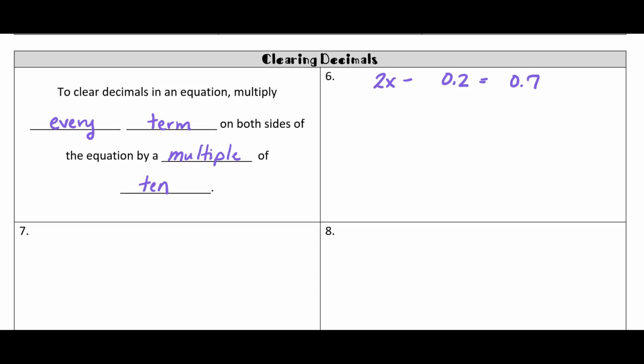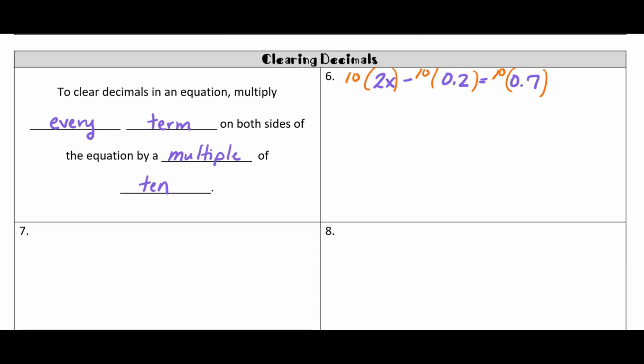So what I mean by that is if I had an equation like 2x minus 0.2 equals 0.7. So notice I have 2x, 2/10, and 7/10. That is how that is read. So to get rid of these tenths, we're going to multiply every single term by a 10 because it's tenths.